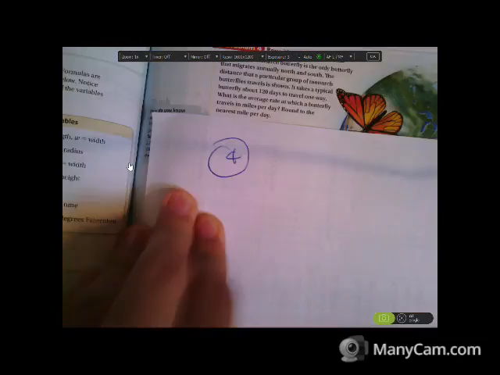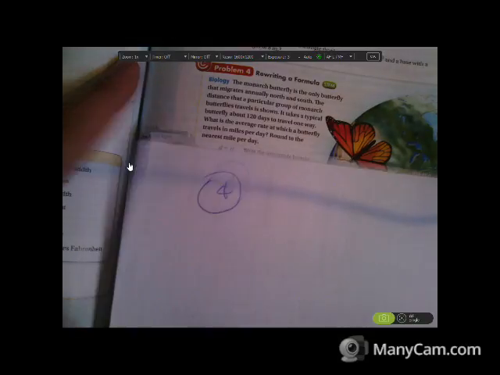4. Alright. So you can see the monarch butterfly is the only butterfly that migrates annually north and south. The distance that a particular group of monarchs travels is shown. It takes a typical butterfly about 120 days to travel one way. What is the average rate at which a butterfly travels in miles per day? Round to the nearest mile.